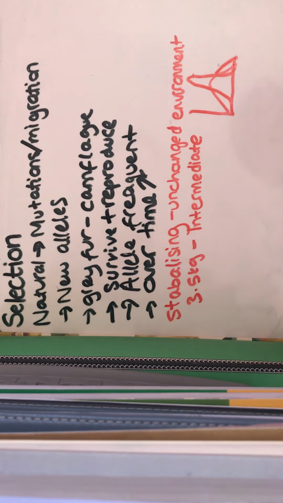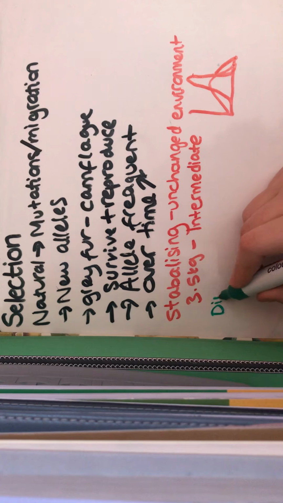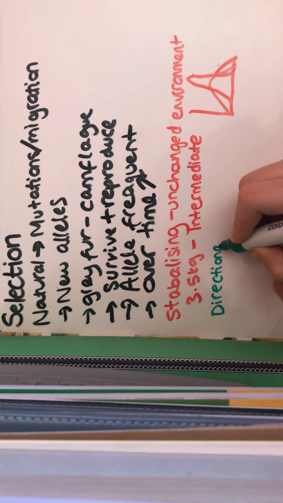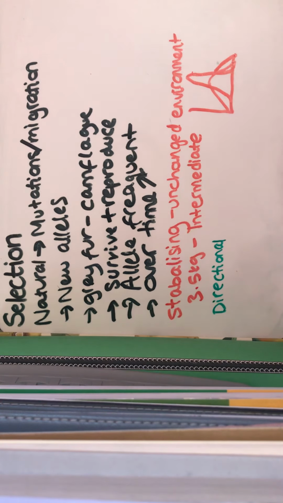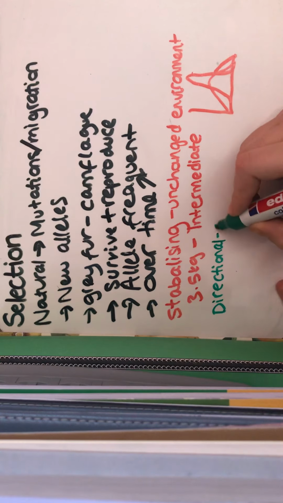And then a second type of selection is directional selection. This is when the environment changes, so for example, by becoming colder, there might now be an advantage to being larger. So a larger mass becomes the ideal and will be selected for. So you have a change in environment.